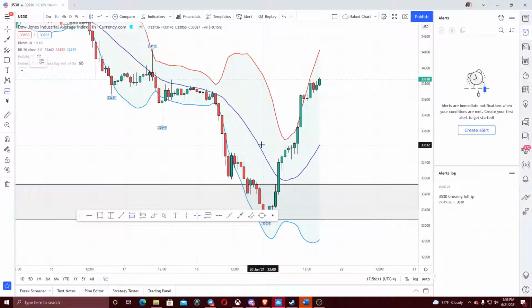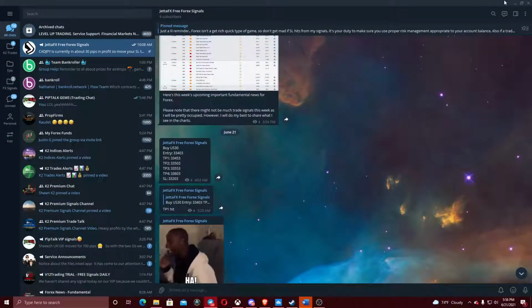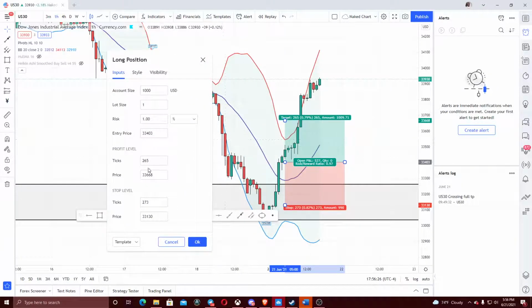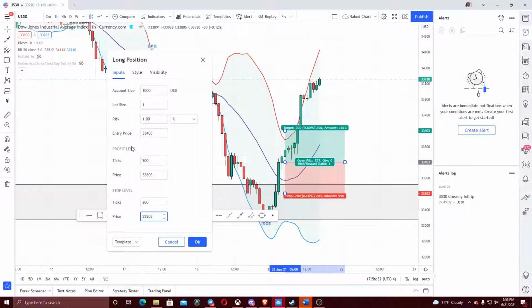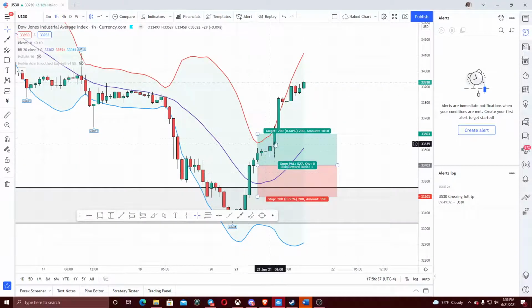So what I did was I entered at, let's see, 3343. Right, and I did a 2,000 pip take profit and a 2,000 pip stop loss. And as you can see with this trade, it played out perfectly. The trade took around about, let's see, 5 to 6 hours for it to clear.